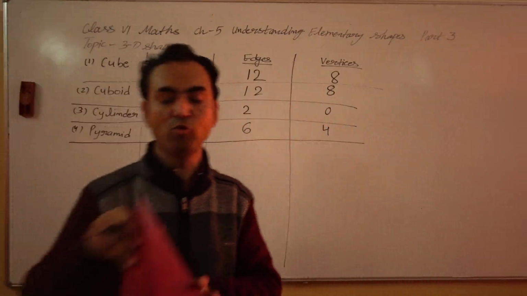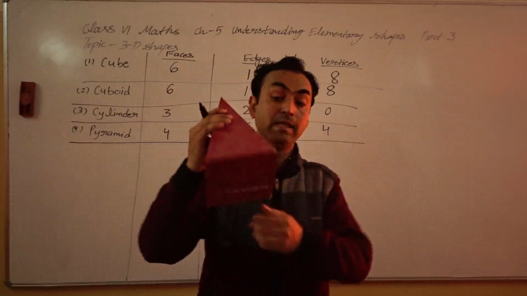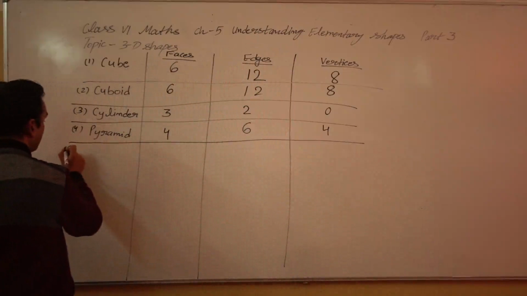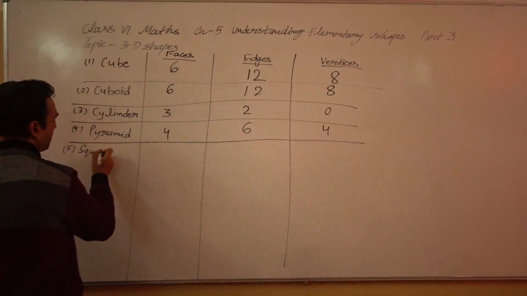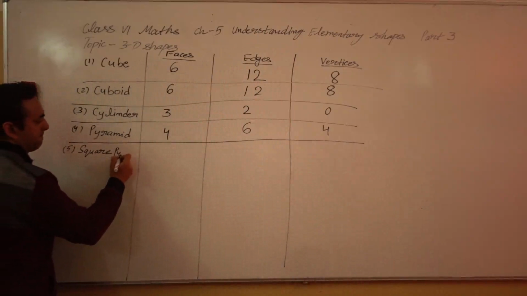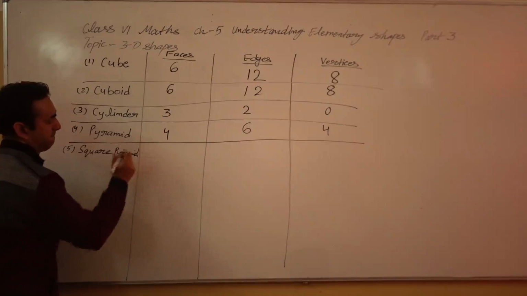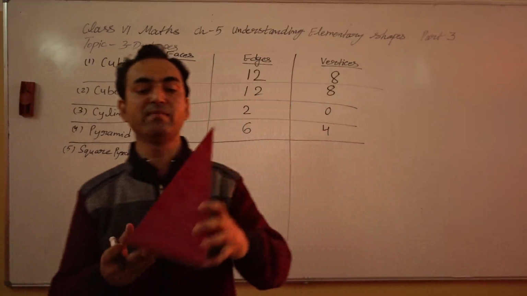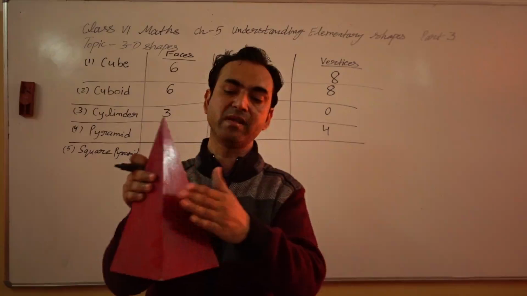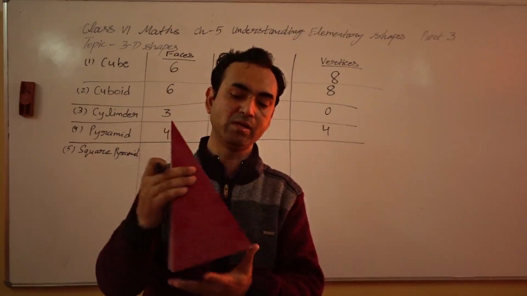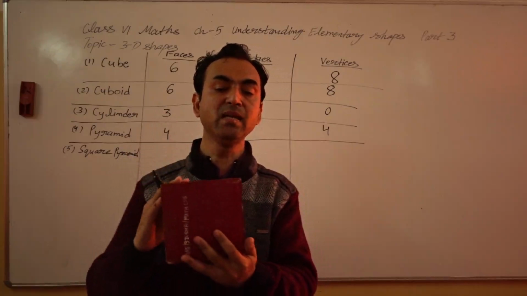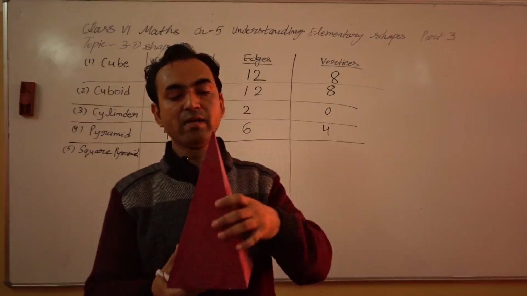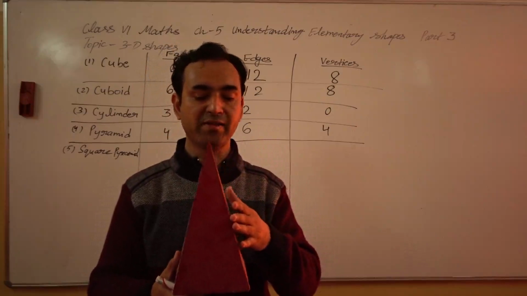Now we are taking a square pyramid. A square pyramid means the base is in the form of a square. So we write here square pyramid. You have to remember one thing: the base is a square and the other faces are a triangular shape. So this is the special shape where the base is a square and the other faces are in triangle shape.